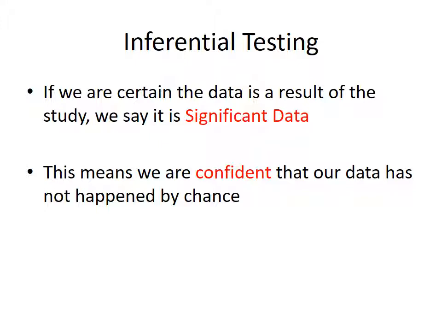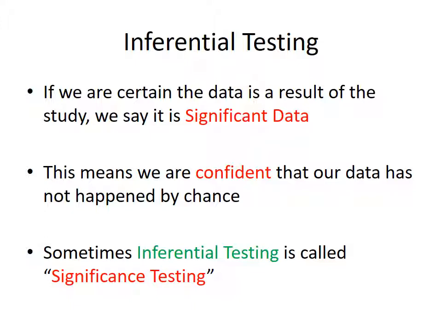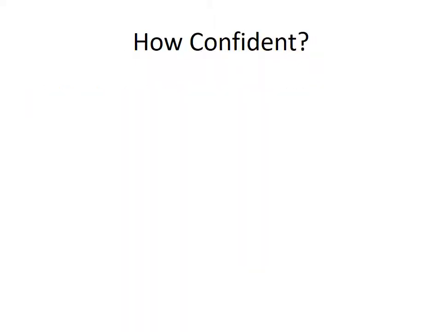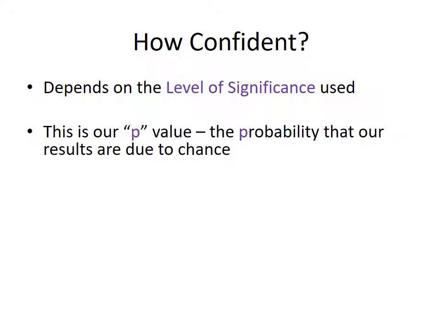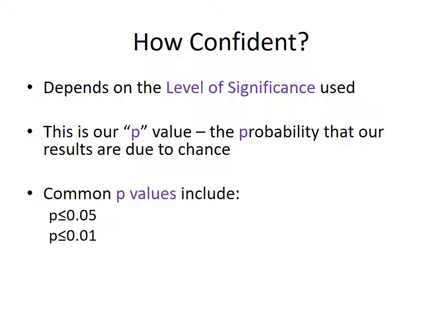Sometimes you'll see inferential testing called significance testing, because we are testing the significance level, the confidence in our results. So how confident are we? Where do we get this idea of confidence from? Confidence always comes down to our level of significance. Again, it's another phrase that refers to this: how certain are we that our results have not occurred due to chance? And we call this our p-value, the probability our results are due to chance. The common ones we see in psychology tend to be p equal to or less than 0.05 and p equal to or less than 0.01.